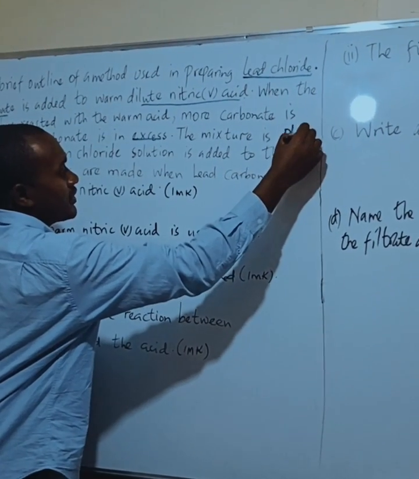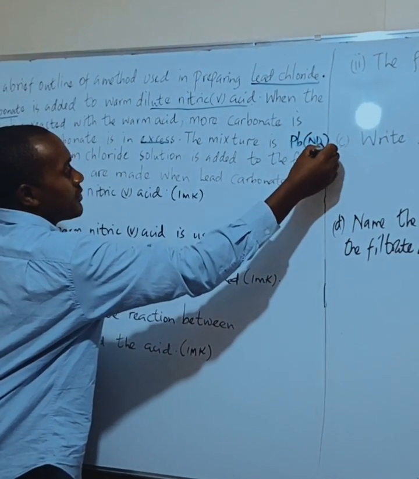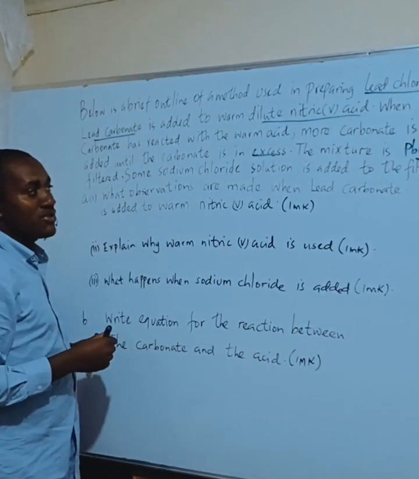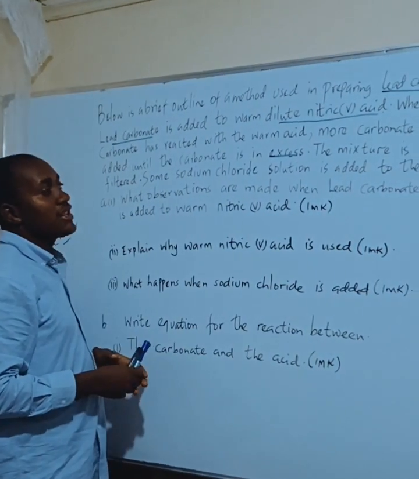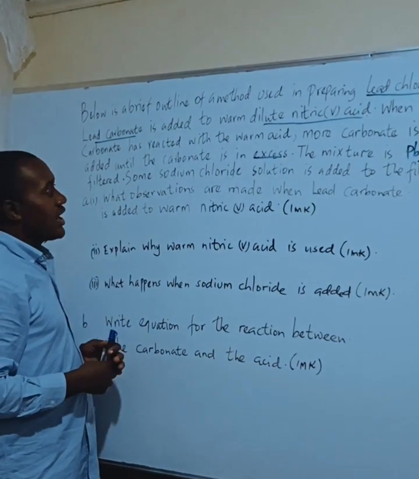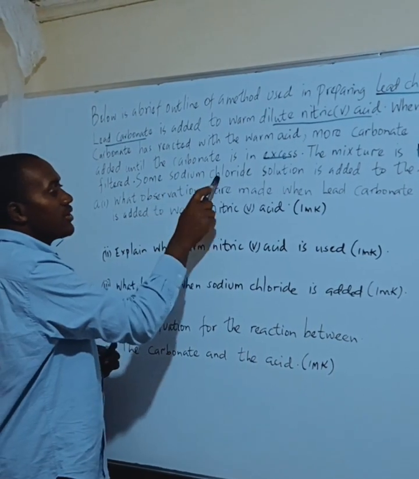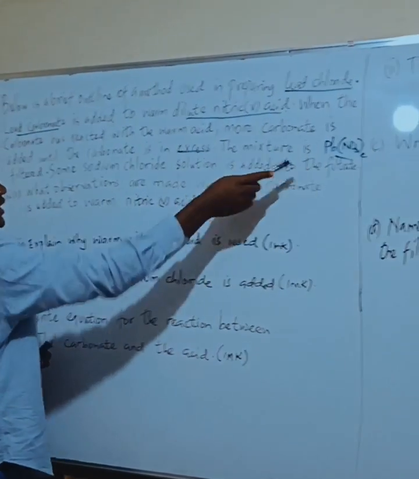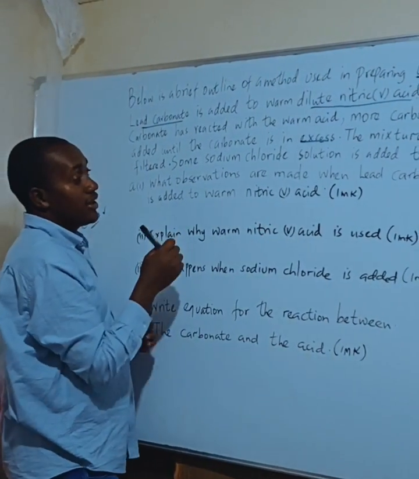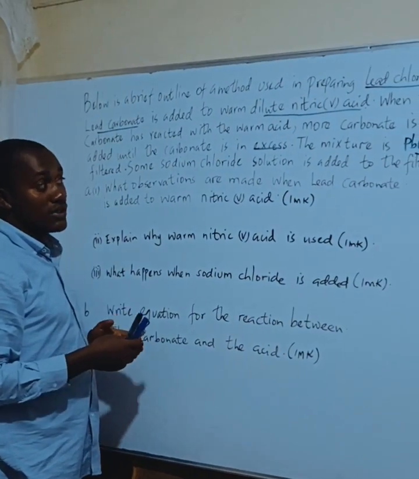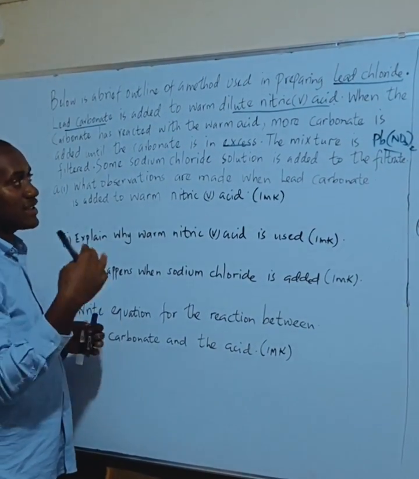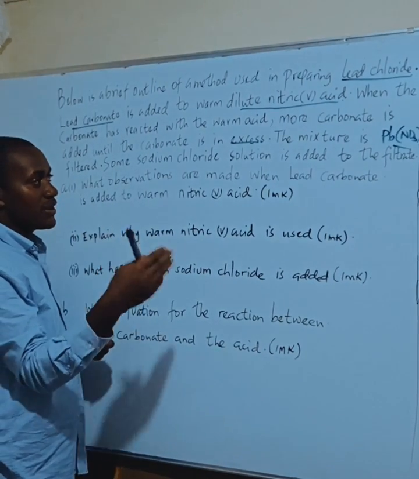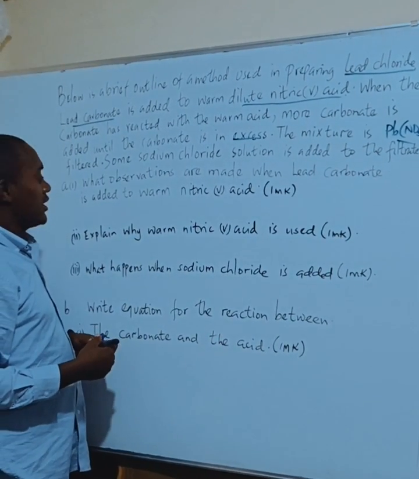Lead nitrate is the filtrate because when you react lead carbonate with dilute nitric acid, the products formed are lead nitrate, carbon dioxide, and water. Some sodium chloride solution is added to the filtrate, which is lead nitrate. What will we see? Of course, a white precipitate of lead chloride. So this is a step-by-step reaction to prepare lead chloride.